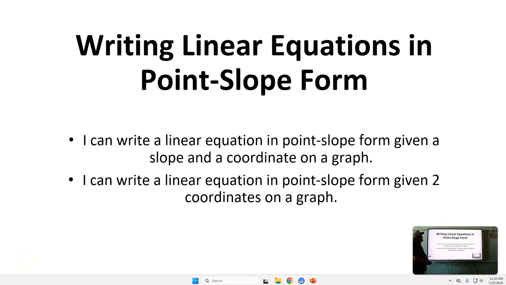All right, so in our prior video, we were given a point slope form and we were able to find the slope and the coordinate from it. This lesson, we're just going to do the opposite. So goal number one, I can write a linear equation in point slope form given a slope and coordinate on a graph. And the second goal is I can write a linear equation in point slope form given two coordinates on a graph. So on that one, they're not going to give us the slope, just two coordinates. But from those two coordinates, we're going to be able to find the slope. So let's get started.